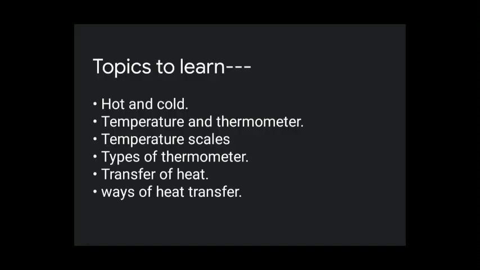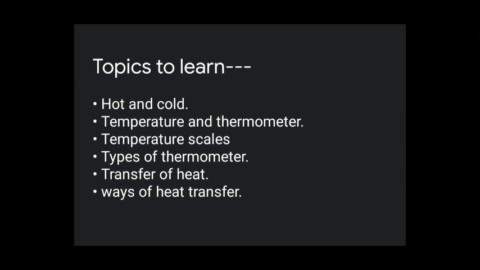First of all, we will discuss hot and cold objects, and we will also discuss how we come to know whether an object is hot or cold with the help of our sense of touch. Then we will talk about the temperature and thermometer. After that, we will talk about temperature scales. In this, we will talk about the Celsius scale, Fahrenheit scale, and Kelvin scale.